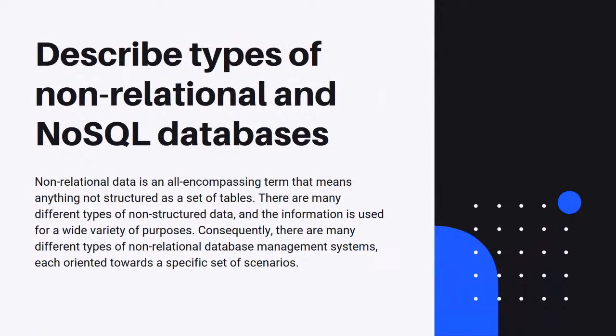Coming towards the types of non-relational and NoSQL databases. As I mentioned, non-relational data includes unstructured data as well as semi-structured data. There are different non-relational database management systems for that. So we use NoSQL here, just as we use SQL for our structured, relational data.